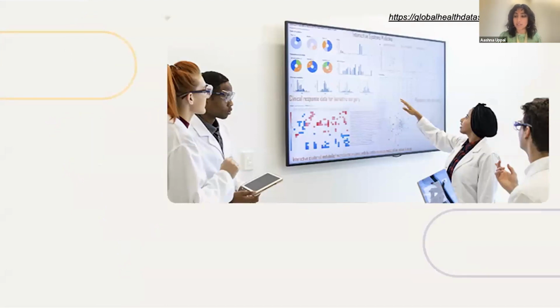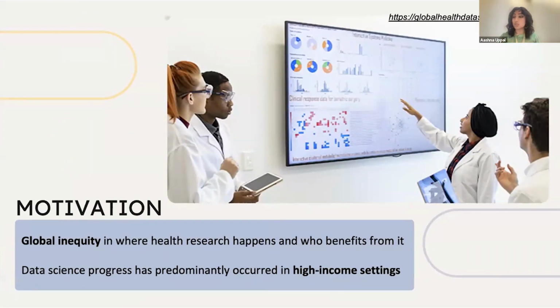So the motivation behind their work is that data science skills are crucial to analyzing ever-growing amounts of health data, but there exists a global inequity in data science skills. Many recent initiatives have focused on building research capacity. However, there is still a big gap in data science skills in low and middle income countries, as progress has predominantly occurred in high income settings. So there is a need for building data science capacity and encouraging collaboration within LMICs to further advance expertise and sharing of best practices, which is why we're having a webinar like this today.